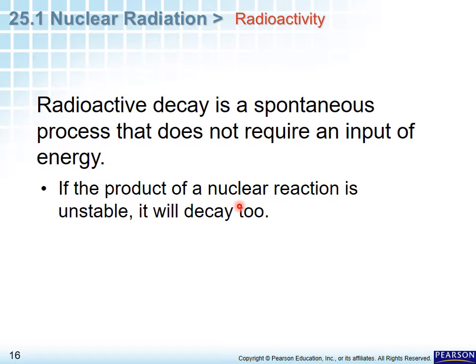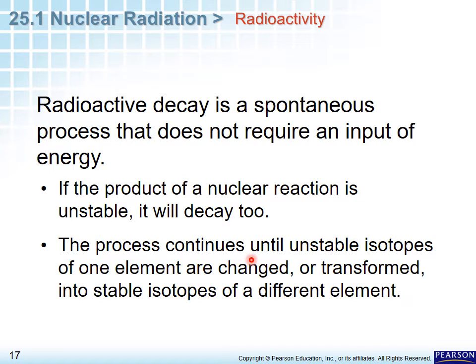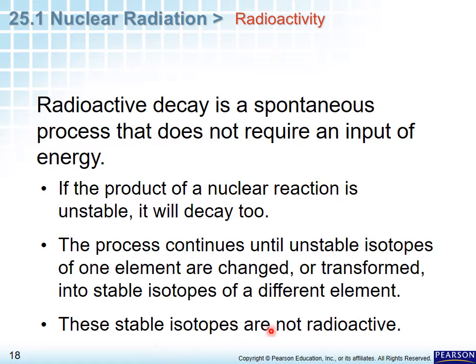If the product of the nuclear reaction is unstable, it will decay too. The process continues until the unstable isotope of one element is transformed into a stable isotope of a different element. This is a continuous process. These stable isotopes are not radioactive after that.